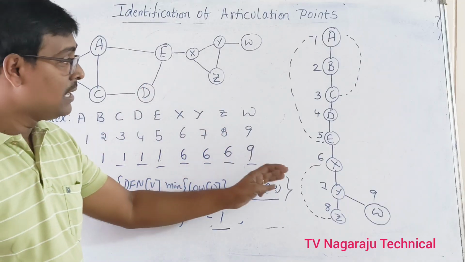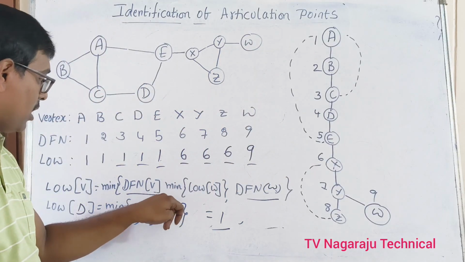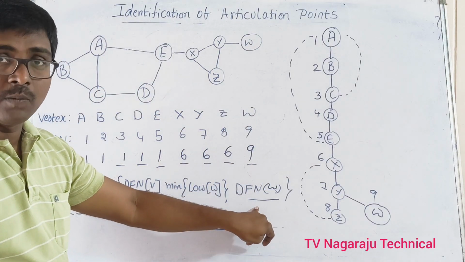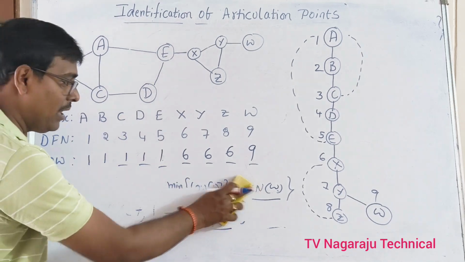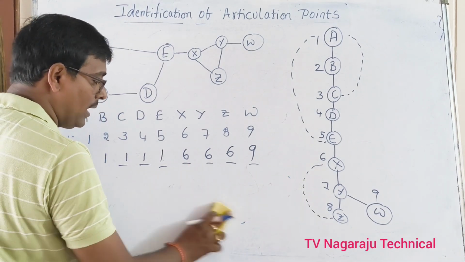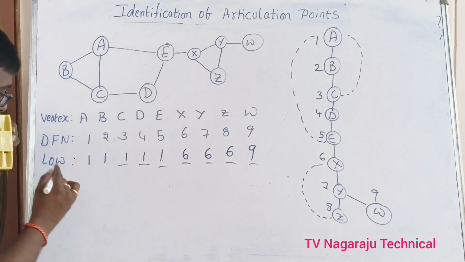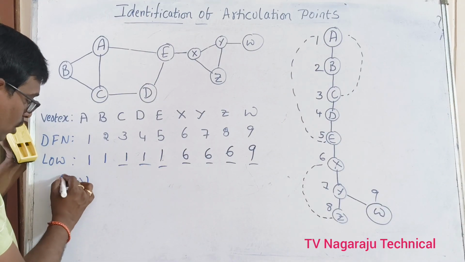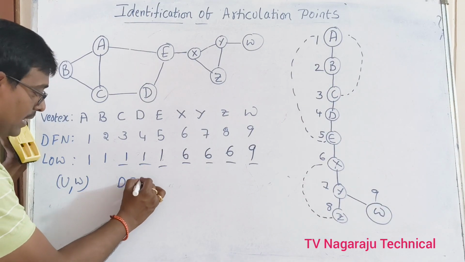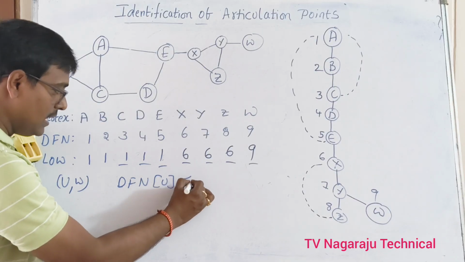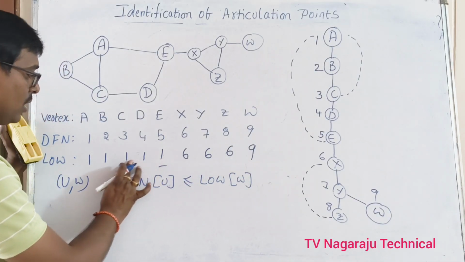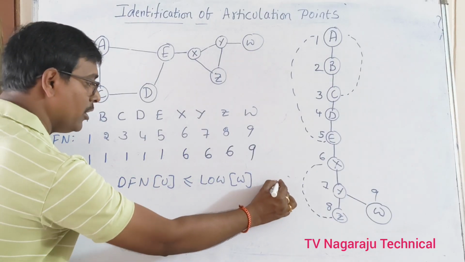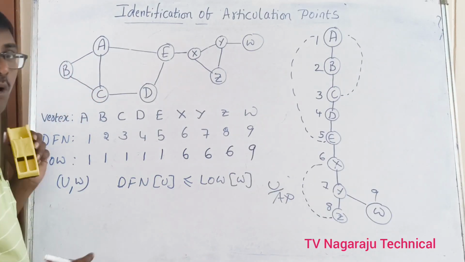I think you got it. Directly by using the formula, you can update with the formula, or else directly you can calculate. Once the low values are calculated, what is the step? The procedure is, you have an edge U comma W. If DFN of U is less than or equal to low of W, then you can say that U is an articulation point.